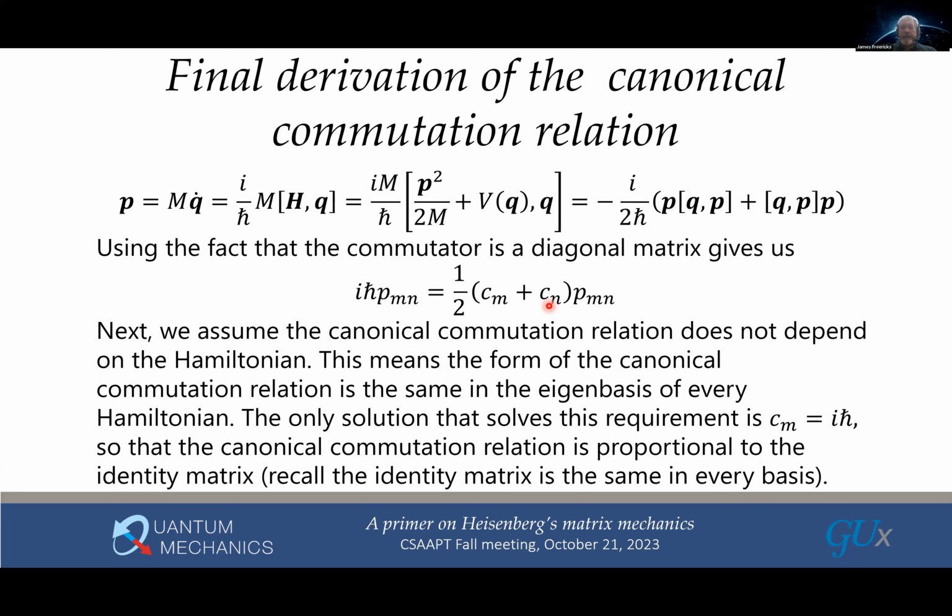And so if we make this another postulate that the canonical commutation relation does not depend on the Hamiltonian, what we know is if we go from one energy eigenvalue solution to another energy eigenvalue solution, because we've changed the Hamiltonian, that will correspond to a basis change. So we'd have to take whatever the canonical commutation relation was in our current basis and do a basis change transformation onto it. Well, the only matrix that's invariant under all basis changes is the identity matrix. And so this requirement that it doesn't depend on the Hamiltonian is the same as saying it must be proportional to the identity matrix. And then what you find is CM is equal to i h bar.